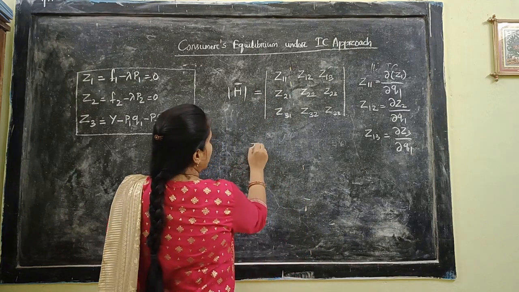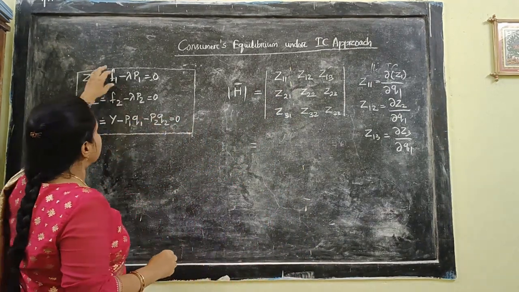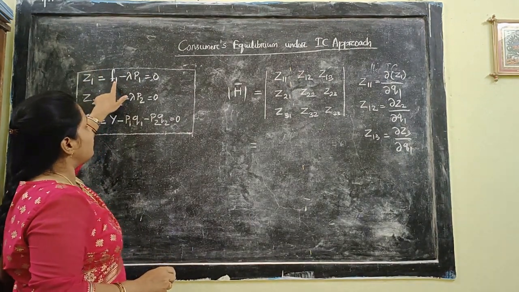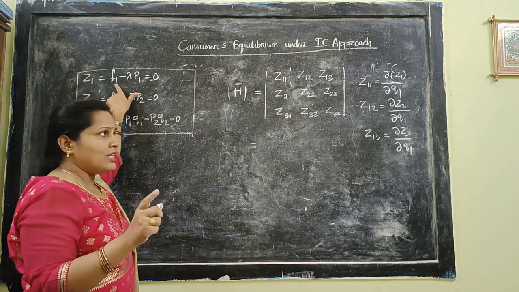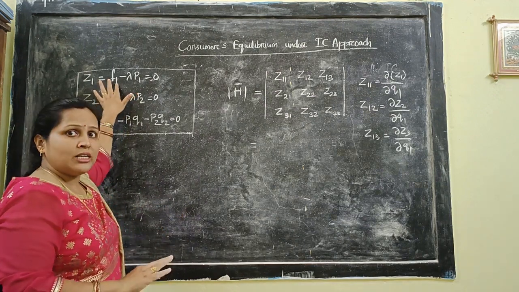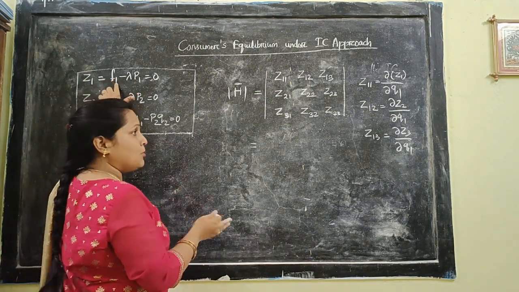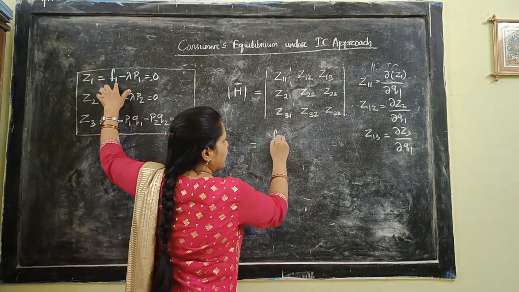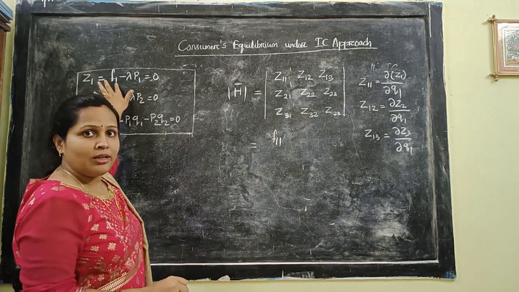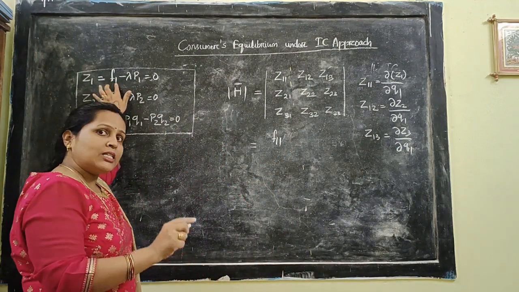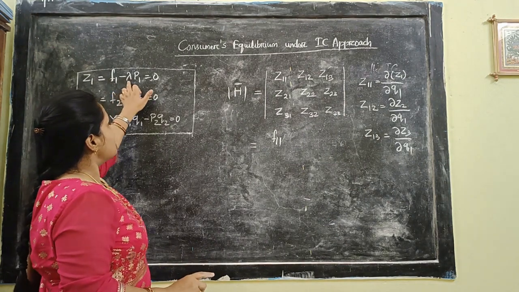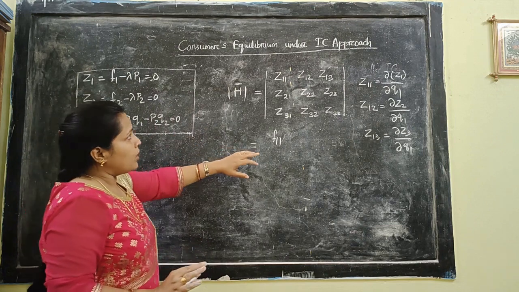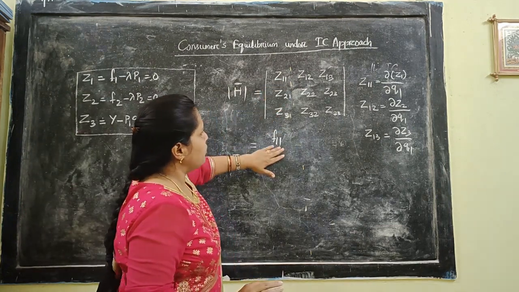If we do the partial derivative of Z1 with respect to Q1, in the first term only Q1 is there. Since this is the second partial derivative with respect to the same commodity Q1, I am writing here F11. And since in the second term there is no Q1 term, it will be 0. So for Z11 we got F11.